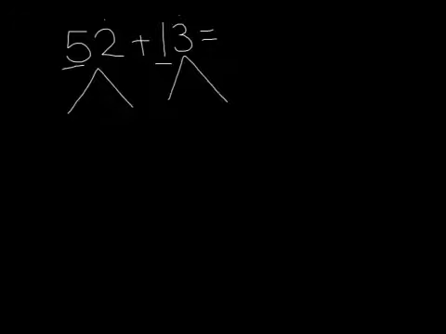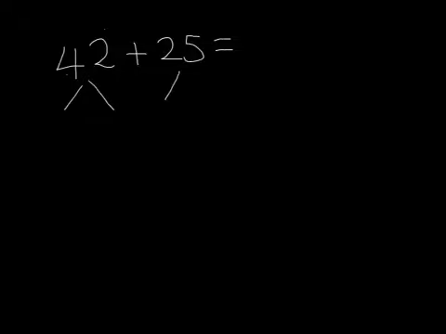52 people on the bus, then 13 more people get on. How many people altogether? Break them up into tens and ones, each of those. 42 kids in the hall and 25 more come in. How many is that altogether? Tens and ones, tens and ones. Pause the video, solve it.